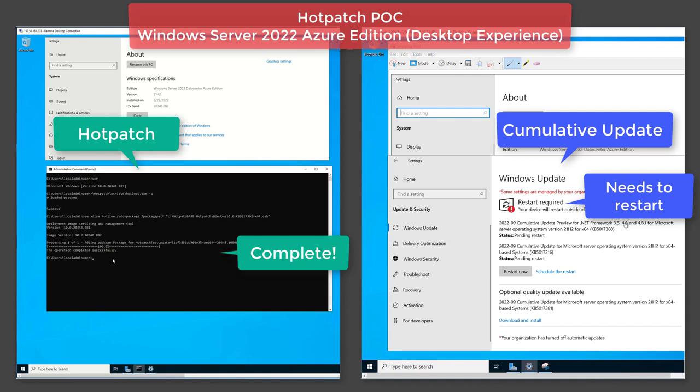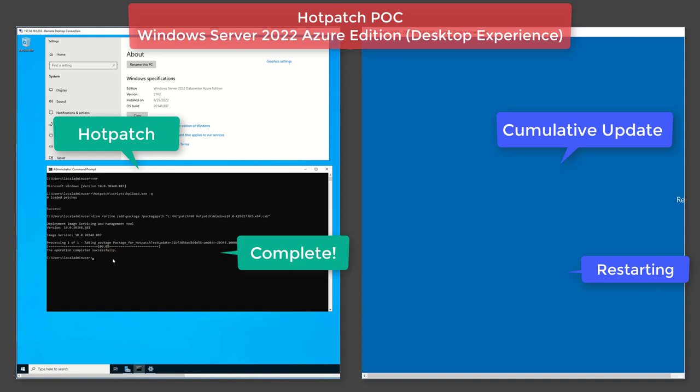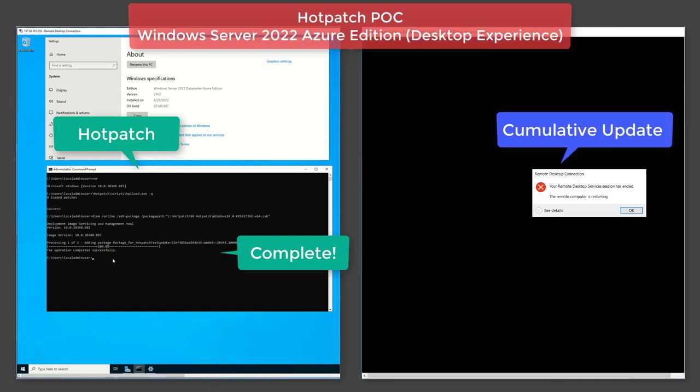I can see that cumulative update is complete, and the VM on the right needs a restart to apply those updates. Let's go ahead and restart that now. That was a sneak peek of Hotpatch on Windows Server 2022 Azure Edition desktop experience.